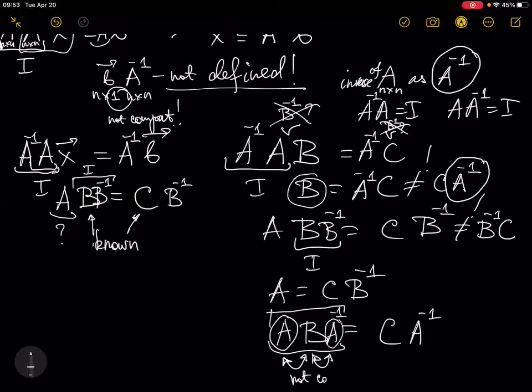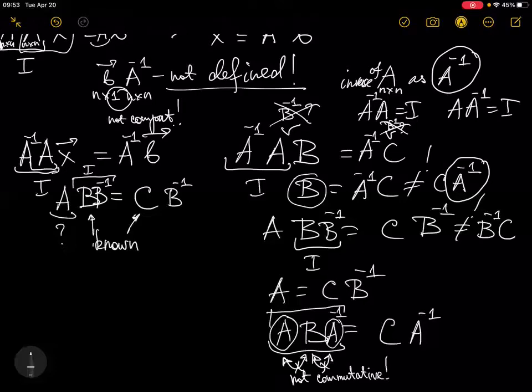Not commutative. Cannot do this. Is it clear or not? That's clear, yeah. Any questions?